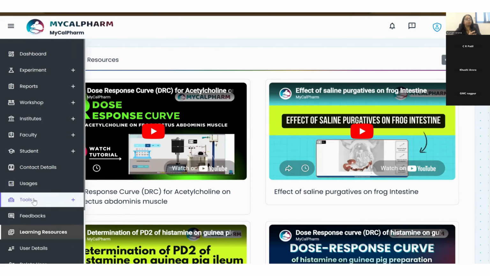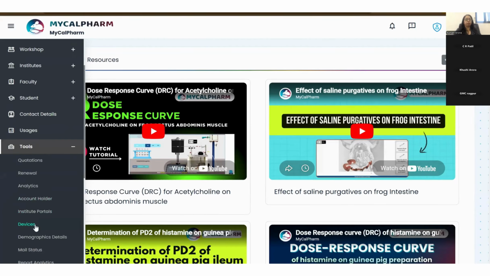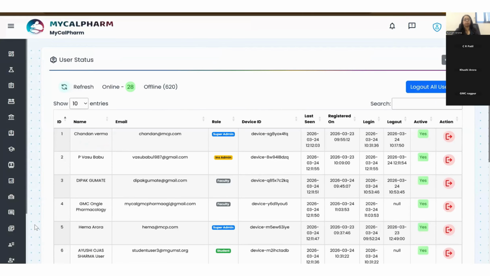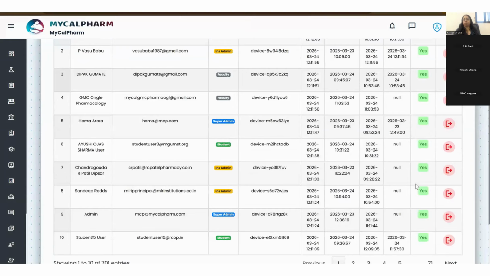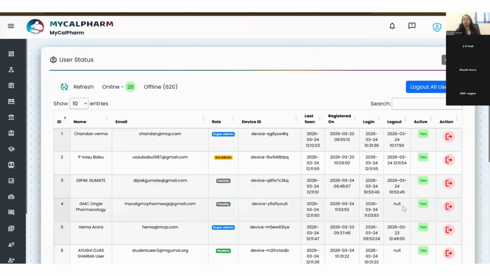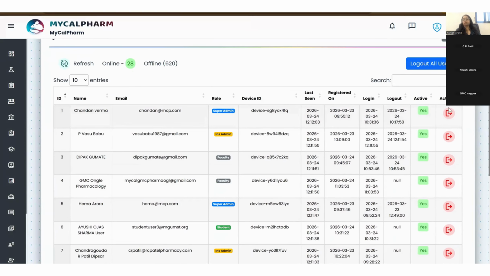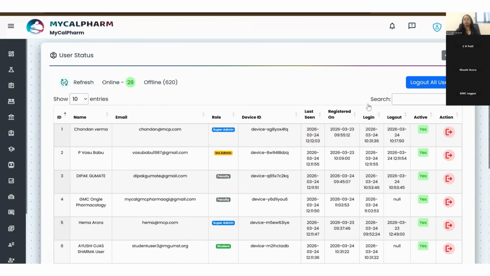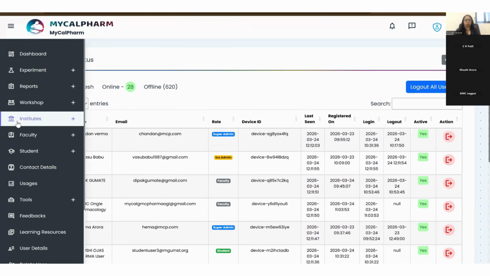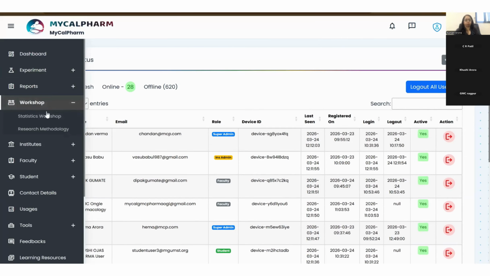One very important thing: if some students are facing a multiple login issue, from here there is an option of devices. By devices you will have access to how many students are active right now, and from the action you can make them log out and then let the student log in again, and everything will be solved. Multiple login issues will be cleared out.